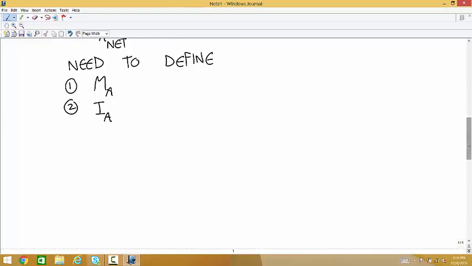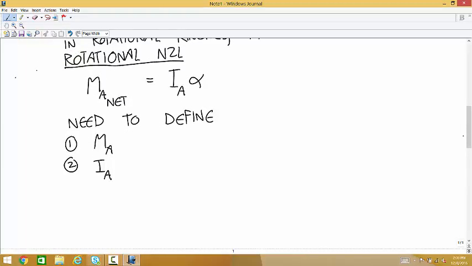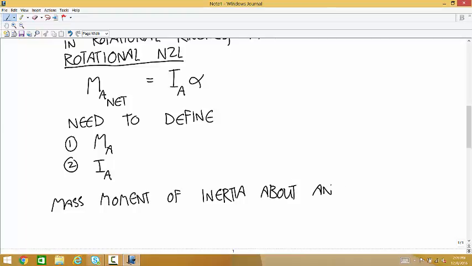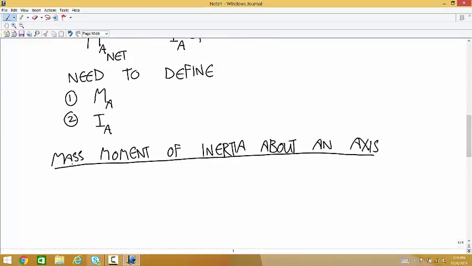Okay, let's do the mass moment of inertia first. It's the easy one. It's like a good warm-up. So the mass moment of inertia about an axis is a measure of how hard it is to get an object spinning.